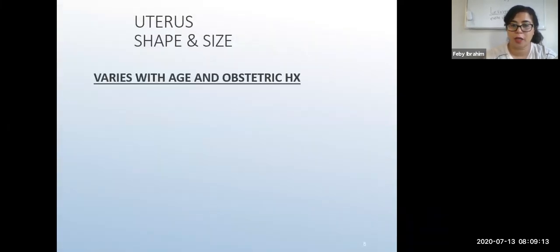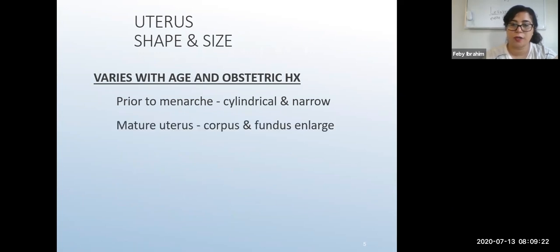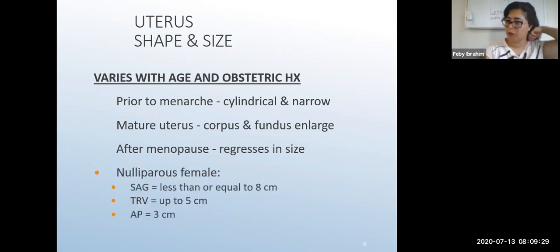Uterus shape and size varies with age and OB history. Before menarche, it's cylindrical and narrow, and in the mature uterus the corpus and fundus enlarge. After menopause, it regresses and shrinks in size. For the nulliparous female, the sagittal is less than or equal to 8 cm, transverse up to 5 cm, and the anterior-posterior is equal to 3 cm.